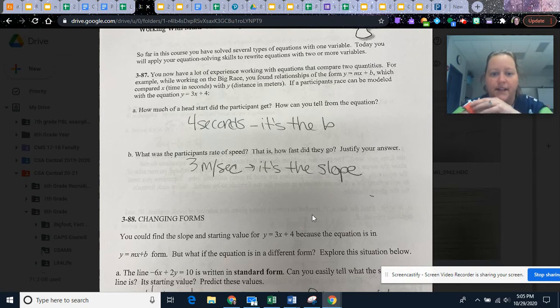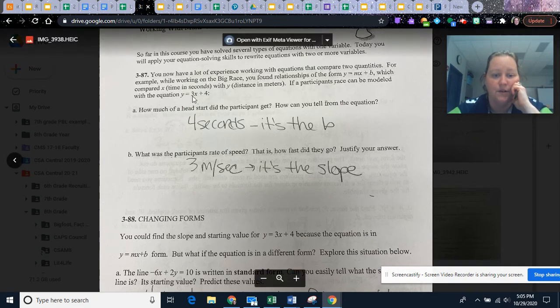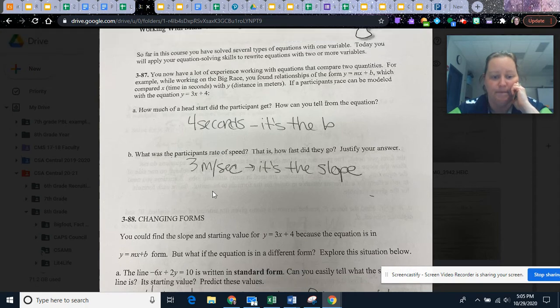I said 4 seconds. I meant 4 meters. Sorry about that. So they began 4 meters ahead of 0. So please make sure you write 4 meters. I apologize for that. And then what was their rate of speed? Well, rate of change, the speed is going to be the slope. And so you know that they would go 3 meters per second.